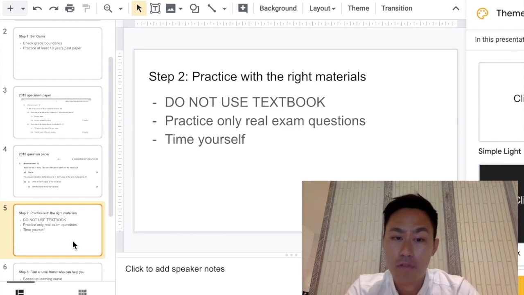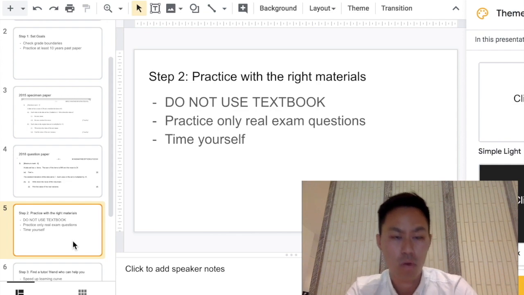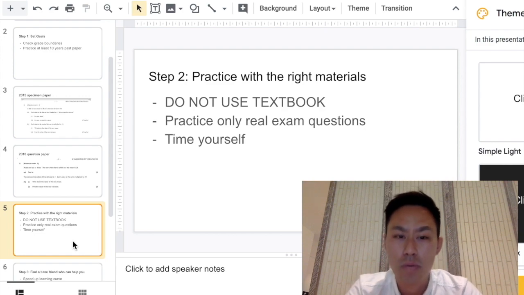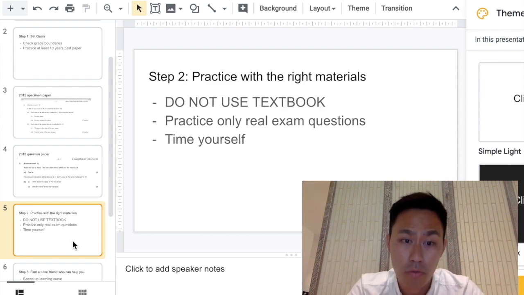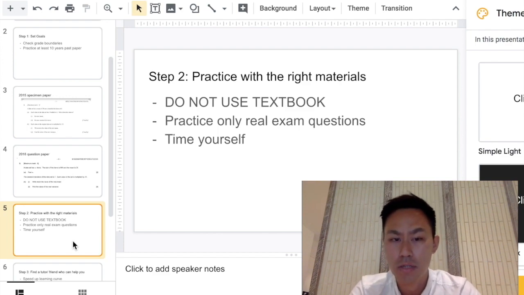And thirdly, you have to time yourself when you practice, okay? For example, if you're doing the 2018 past paper, you will have a fixed amount of time to finish the paper. If you spend all day, for example 10 hours, to finish the paper, it doesn't make sense, and even if you get it all right, you won't be able to get IB level 7, right? Because you have to finish within the time frame, which is 90 minutes for paper 1 and 90 minutes for paper 2.